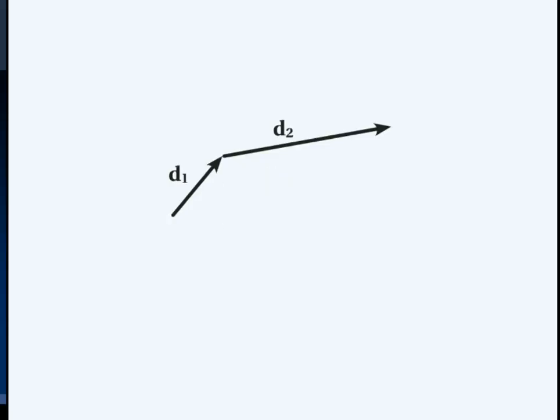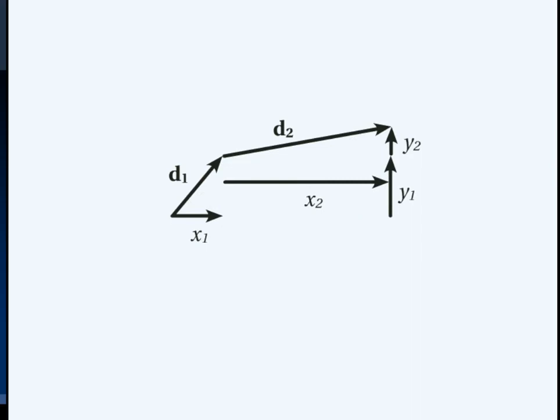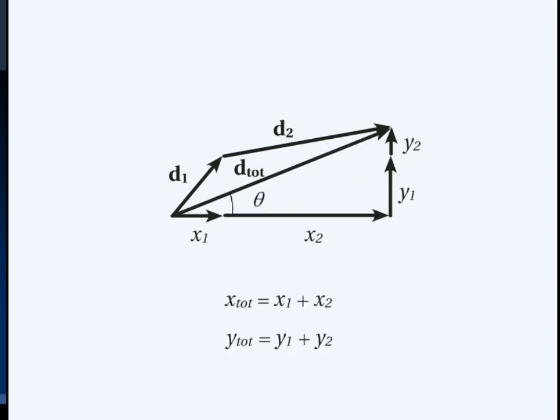Any two vectors can be added algebraically by simply finding and then adding their x and y components. Find the x and y components of each, as we have done before. The total vector can be found by adding the components. The total x component will be the sum of the x components. The total y component will be the sum of the y components. The result will be the x component and y component of the resultant vector d.